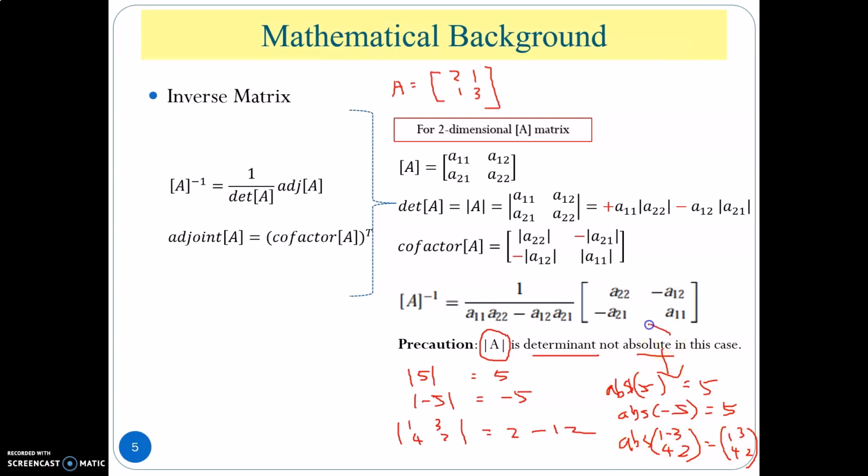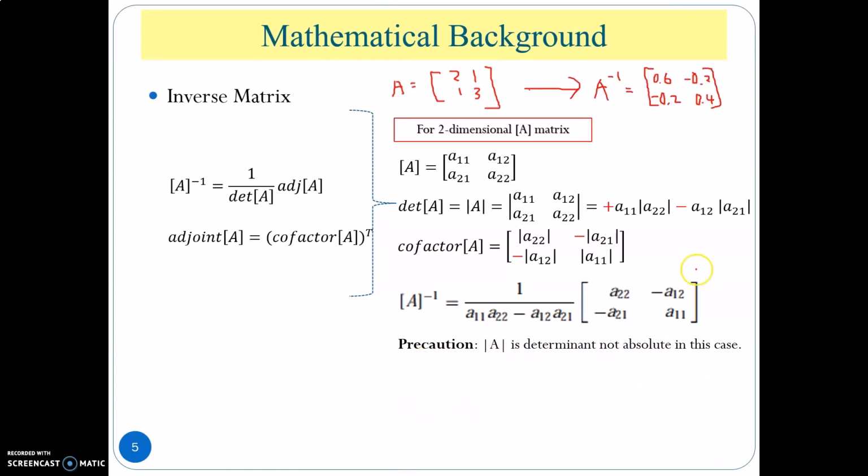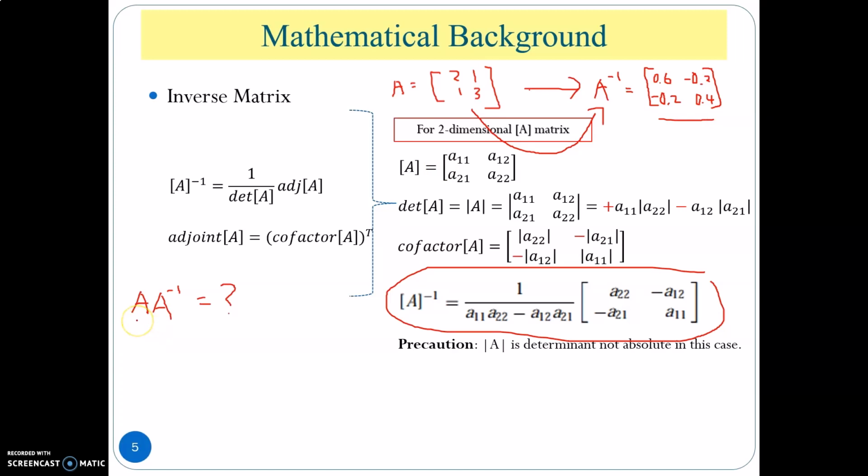So you can see in general, absolute is changing the negative into positive, and determinant can be computed by using this operation. By using this formula, then you should be able to obtain the inverse matrix A to be this answer. What happens when you take matrix A multiplied with the inverse matrix A?